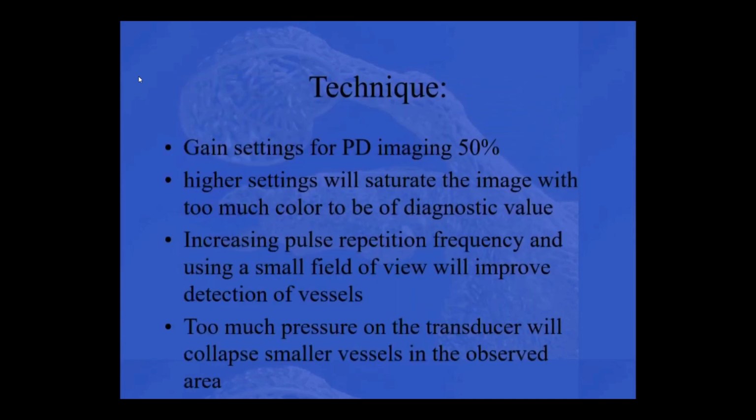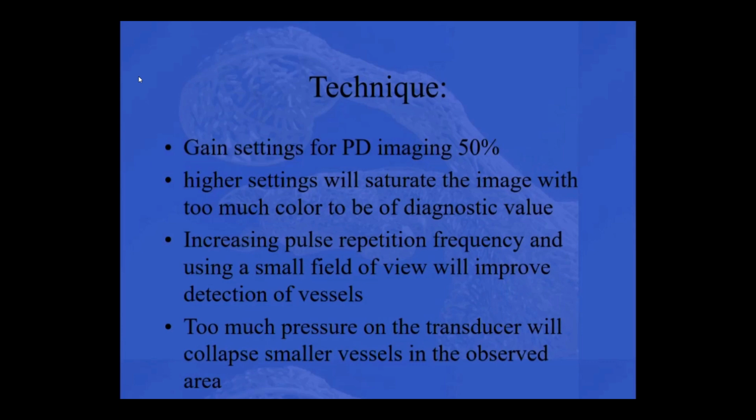We look for gain settings for a power Doppler image from maximum 50%. If you go higher, you get a very colorful image that really doesn't help you. It can help when you start to add changes to your initial setting, to change your pulse repetition frequency or use a smaller field of view to really look into a certain structure. But initially, I start with exactly the same settings as I did for my grayscale pass.